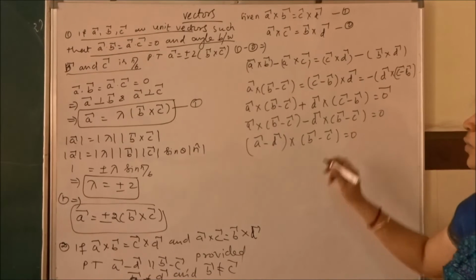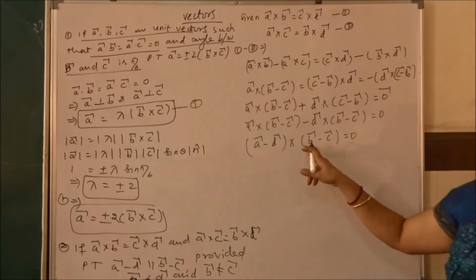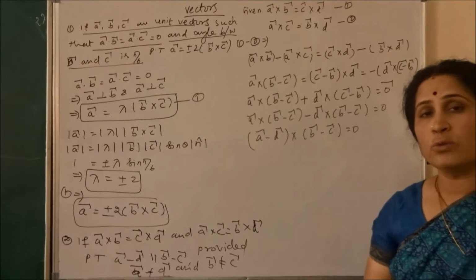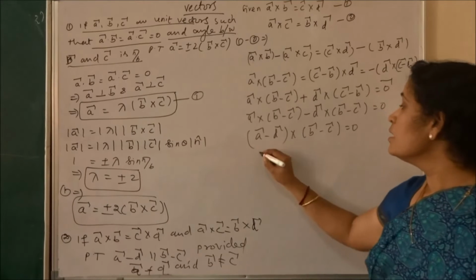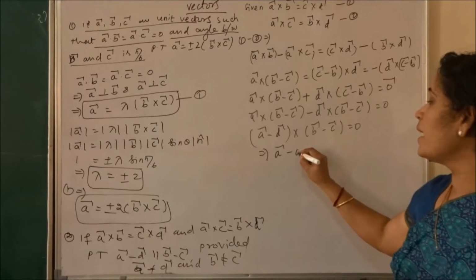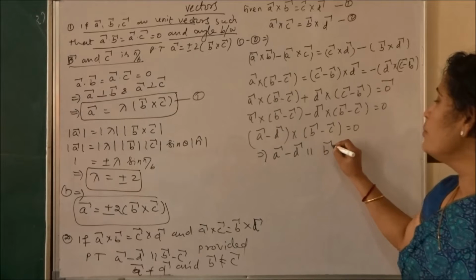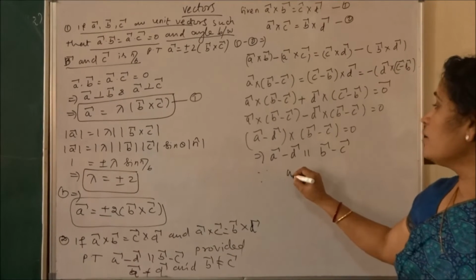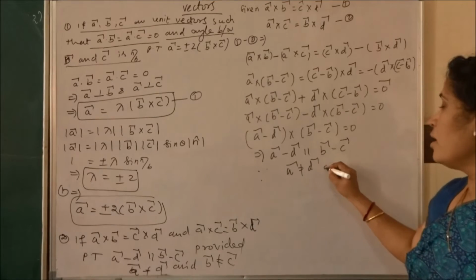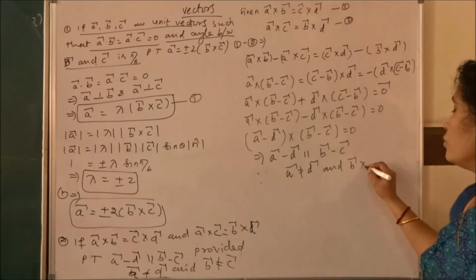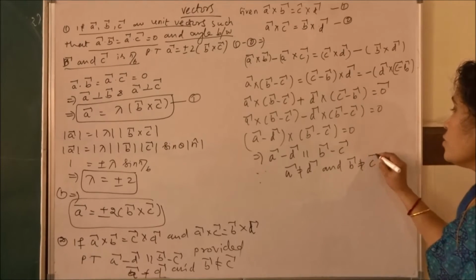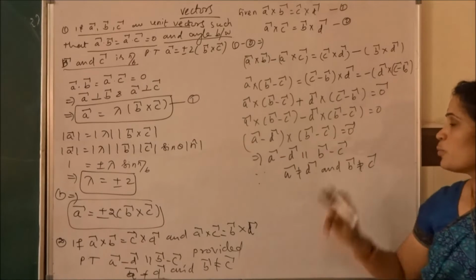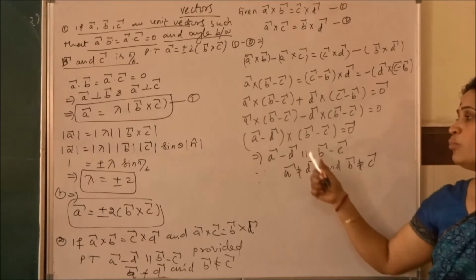If you know about this, if two vectors' cross product is 0, that is, if A cross B equal to 0, then A vector is parallel to B vector. So this implies you can say A vector minus D vector is parallel to B vector minus C vector. Since they have given here A vector is not equal to D vector and B vector is not equal to C vector, clear? So both are not 0 vector. So if two vectors' cross product is 0, then automatically both are parallel.